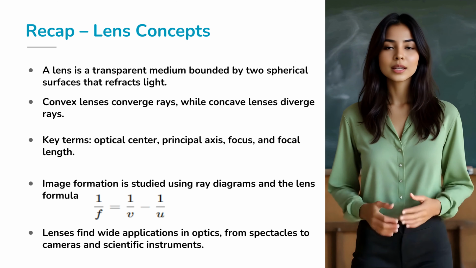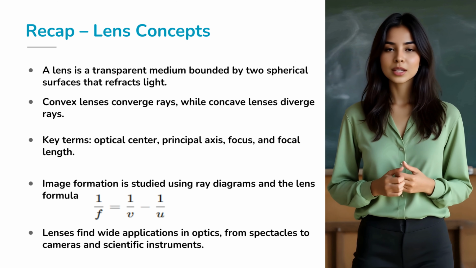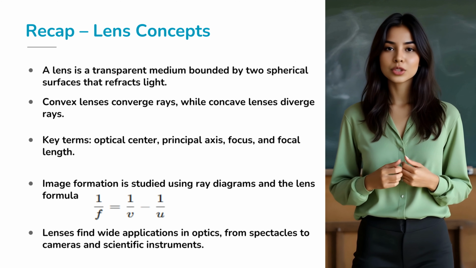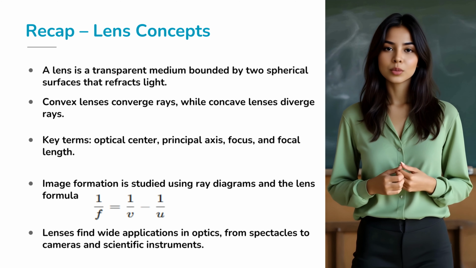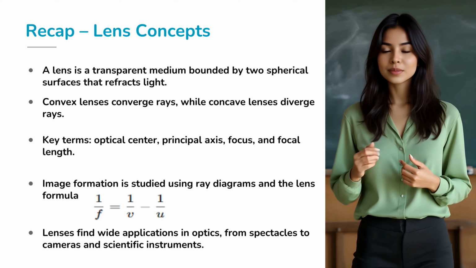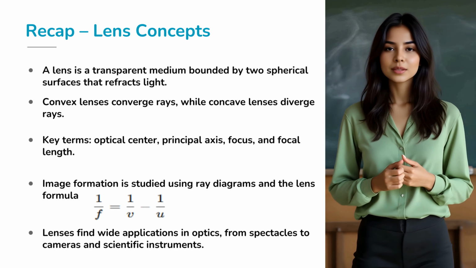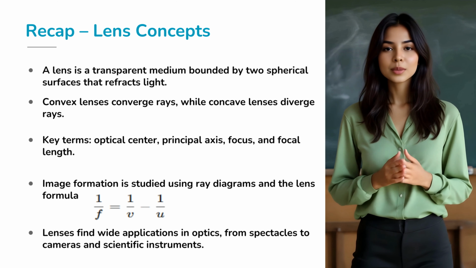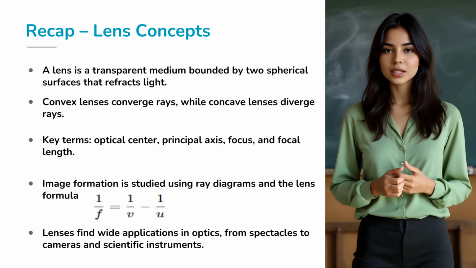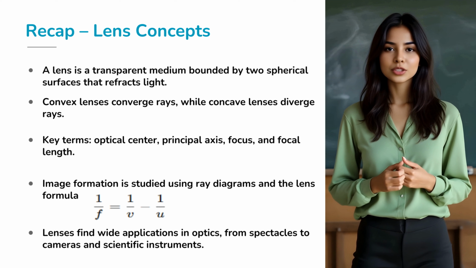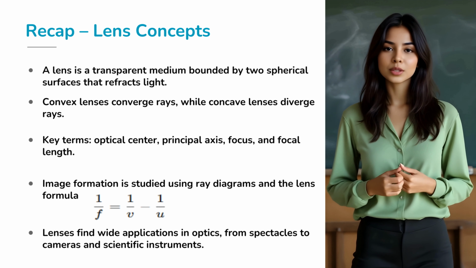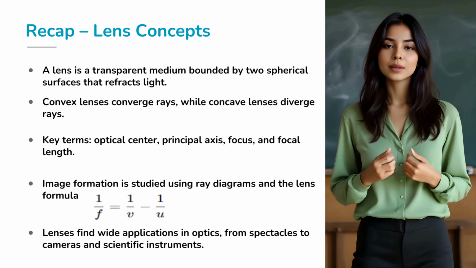All right, class, let's take a quick recap of everything we've learned about lenses. Think of this as packing up your school bag neatly before heading home. We are just putting all the key ideas in the right slots. First, what is a lens? It's simply a transparent medium, usually glass or plastic, bounded by two spherical surfaces. Its superpower is that it bends or refracts light. Not magic, just physics at work.